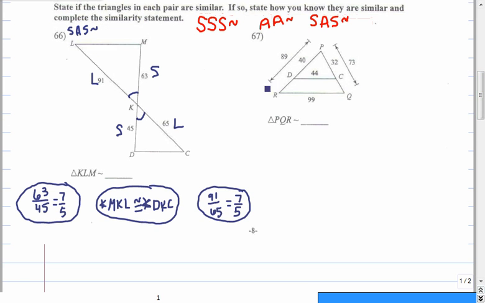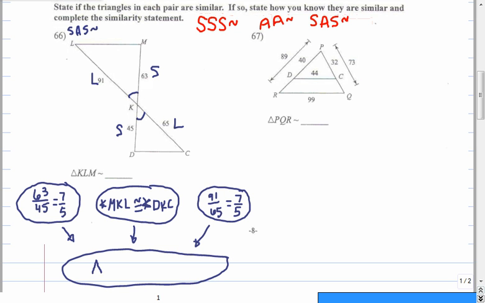So it did work out with side, angle, side similarity. So we're going to draw our arrows down to our conclusion box. Draw our conclusion box. We need to finish the statement that they started for us. So triangle KLM is similar to triangle. So if we did KLM, we went along the long side and then down the short side. So we're going to go along the long side. So triangle KCD. Triangle KCD.